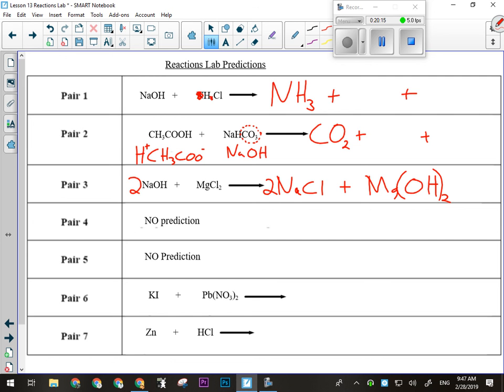Okay, I think pair 2 went pretty much like we predicted it, so you got a little freebie there. Okay, and I think the other ones also went pretty much as predicted. So you need to write those reactions out in the analysis and balance them. Okay, so if we're looking at, I'll come back to this in a minute, guys.